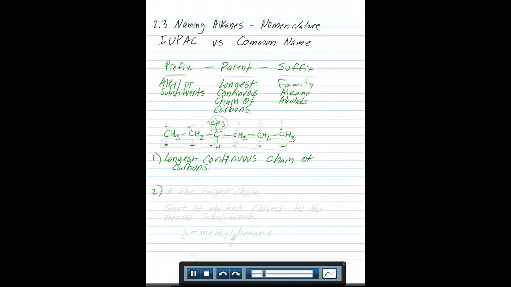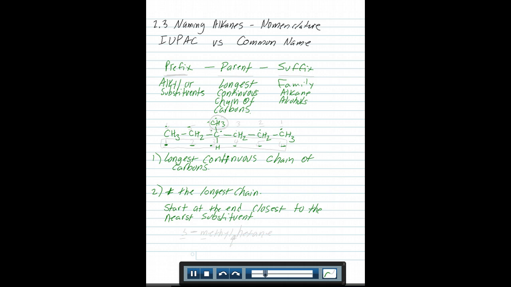Part 2 is you have to number the longest chain. Okay? So there's rules. The rule is you start at the end closest to the nearest substituent. I know that's a lot of words there. So start at the end closest to the nearest substituent. All right, you might have more than one. In this case, we only have one.